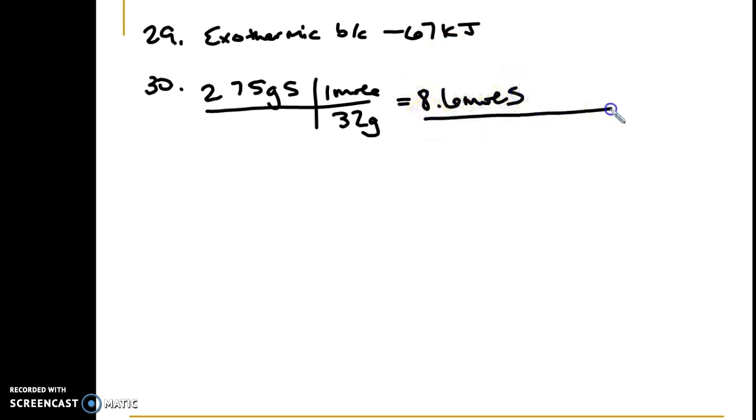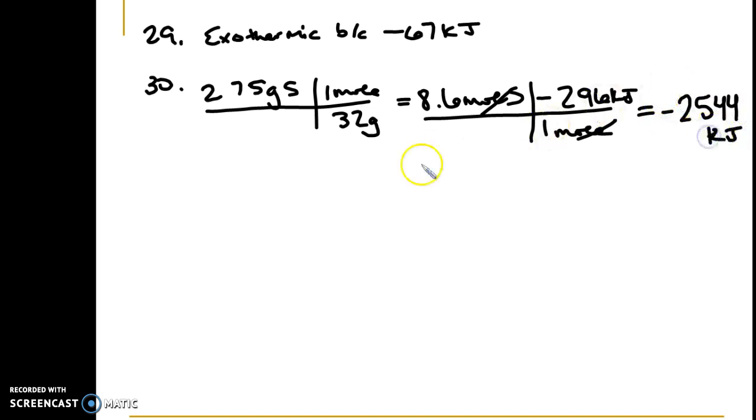of sulfur. And then according to the balanced equation here, negative 296 kilojoules per mole, and there is just 1 mole, so be careful of that. Look at the balanced equation, and it is 1 mole, so 296 kilojoules. So then what we're going to do is say times 296, we're going to get negative 2,544 kilojoules of energy released. So that's for part A.